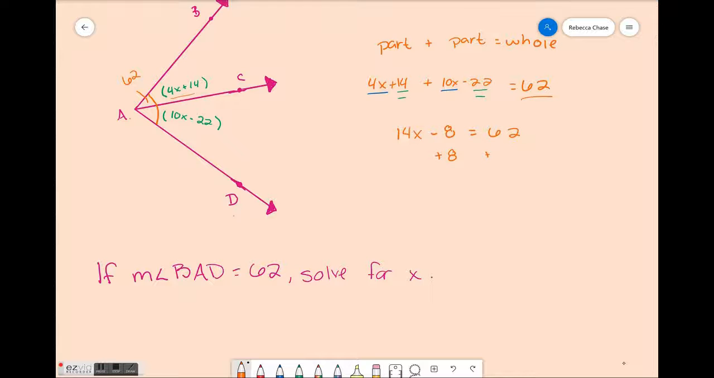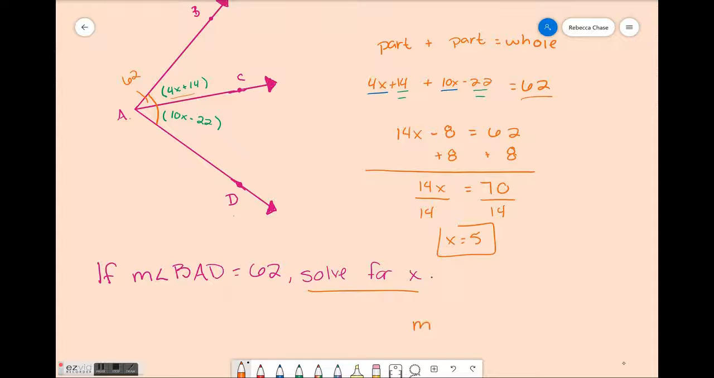Now it's just an equation. Two steps, so we're going to add 8 to both sides. That 14x just drops down. 62 plus 8, that's going to be 70. Last step, divide by 14. So x equals 5. And that's our answer because it just told us to solve for x.